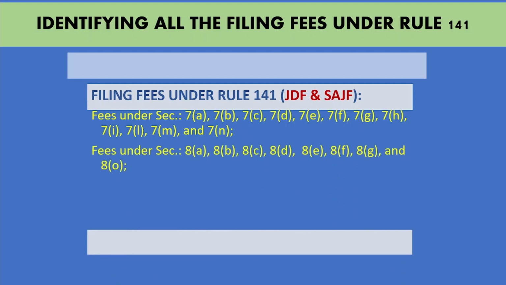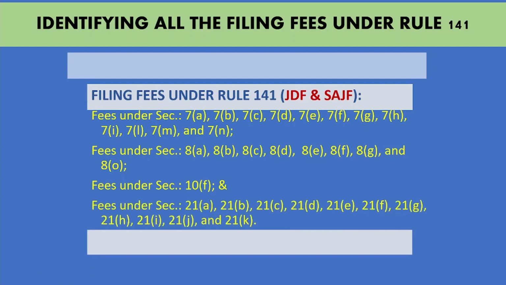Under Section 8, only A, B, C, D, E, F, G. So the H, I, J, K, L to N are miscellaneous fees. So 8O, this is a filing fee. Under Section 10, only 10F is classified as a filing fee, the filing of bond for provisional remedies. So under Section 21, all of the subsections in Section 21 are classified as filing fees.